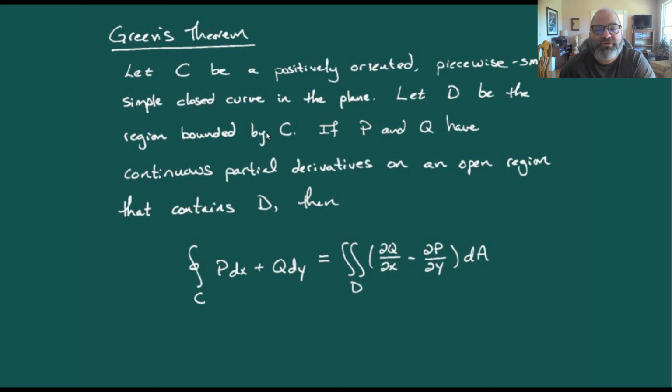So with all of those concepts that show up there in our hypothesis, then if P and Q have continuous partial derivatives on an open region that contains D, so they're nice in a slightly bigger region than the region we're actually interested in, then the curl of our vector field gets pulled back to the line integral of that vector field around the boundary.